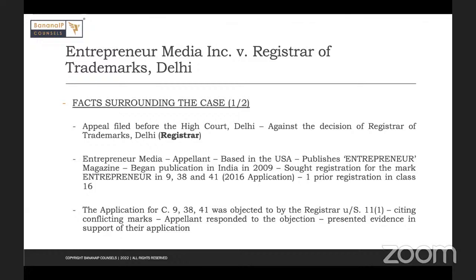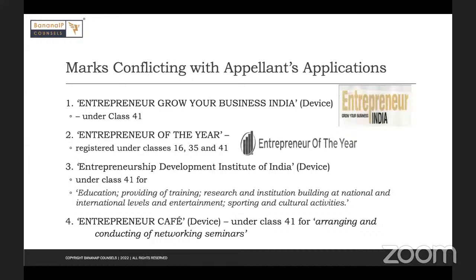The registrar cited some conflicting marks to this application for the mark Entrepreneur in his examination report. The appellant responded to the objection in the response to the examination report and presented support for their application. Let's take a look at the marks that were cited as conflicting by the registrar. These 4 marks were cited by the registrar as conflicting with the mark of the applicant in this particular application.